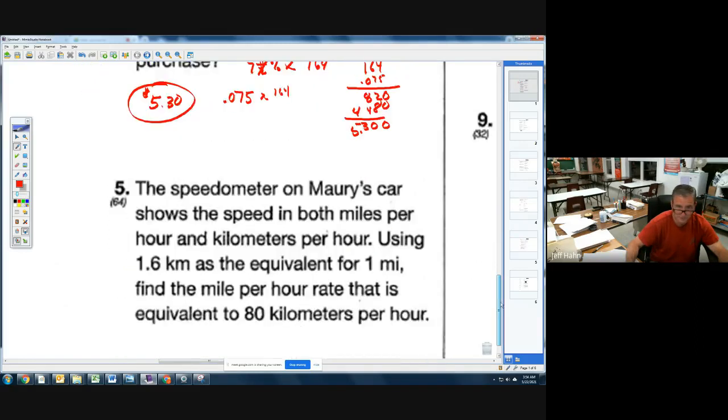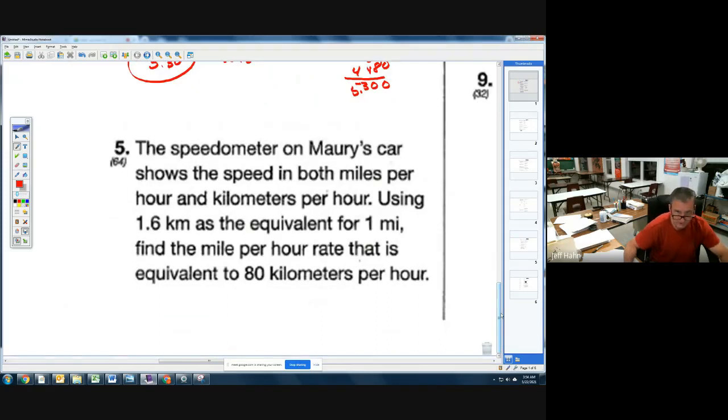Sounds appropriate. Number 5: the speedometer on Maury's car shows the speed in both miles per hour and kilometers per hour using 1.6 as the equivalent for 1 mile. Find the mile per hour rate that is equivalent to 80 kilometers per hour. So they give you your unit multiplier. We know that 1.6 kilometers equals 1 mile. That's what we're going to use for our unit multiplier.